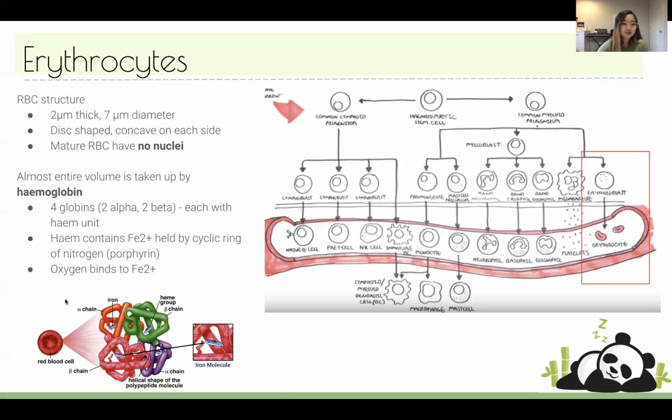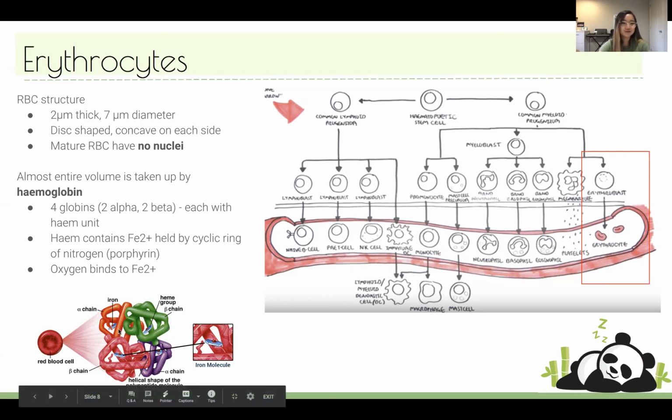Almost the entire volume is instead taken up by hemoglobin, and that's made up of 4 globins, 2 alpha, 2 beta, each with a heme unit. And the heme unit, which is this little blue thing here, contains an iron, which is held by a cyclic ring of nitrogen, and that's where oxygen binds. So you can see that each hemoglobin molecule can carry 4 oxygen molecules. So yeah, red blood cells are essentially just little bubbles of hemoglobin.